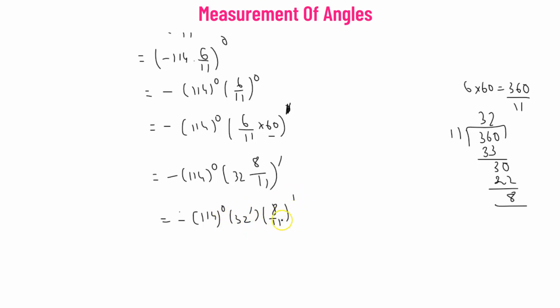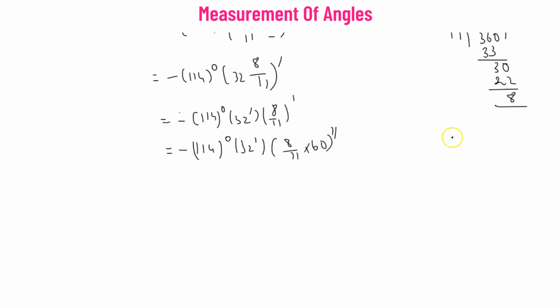And we also want to convert 8 over 11 minutes to seconds. So all we have to do is multiply 8 over 11 by 60. So we have 8 times 60 divided by 11. So this will get converted to seconds. So let's find out this value. So 8 times 60, that's 480. So we're going to divide it by 11.